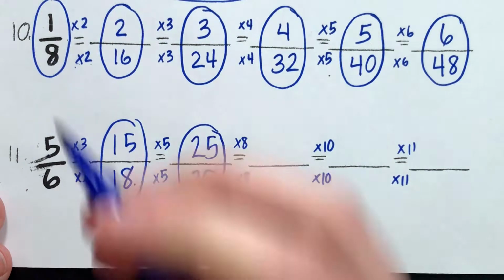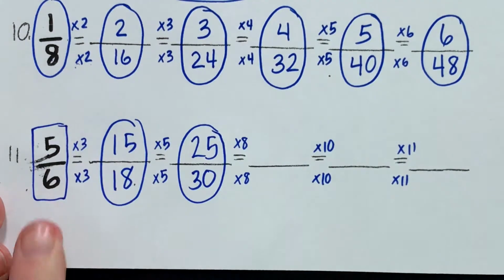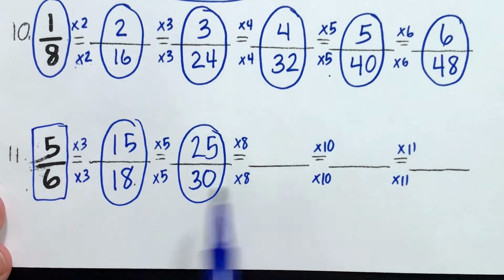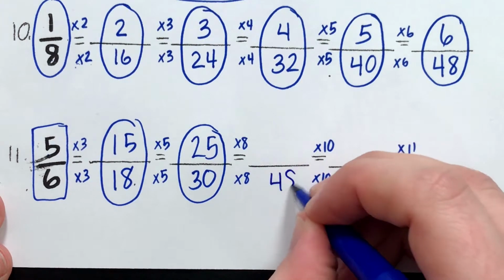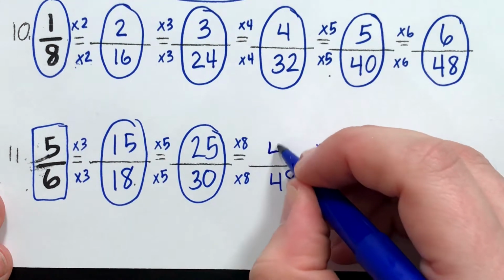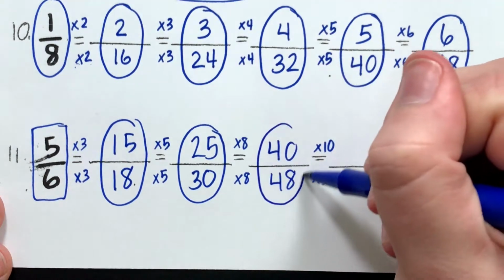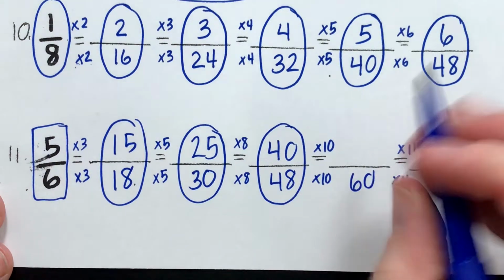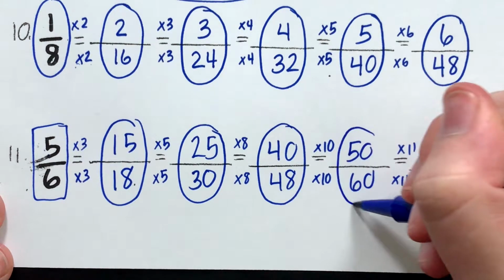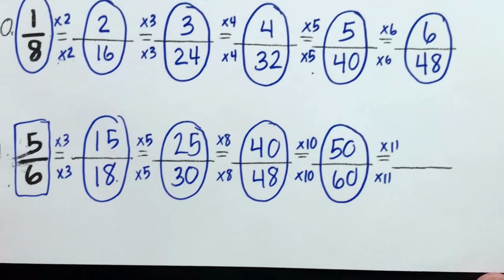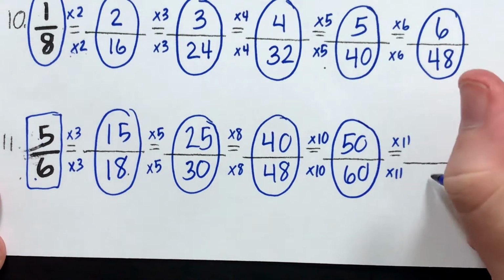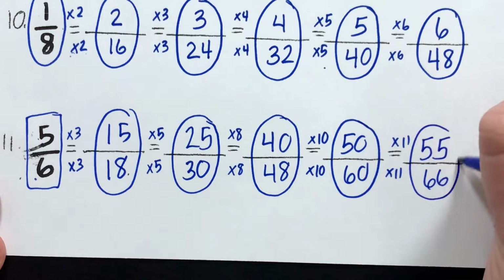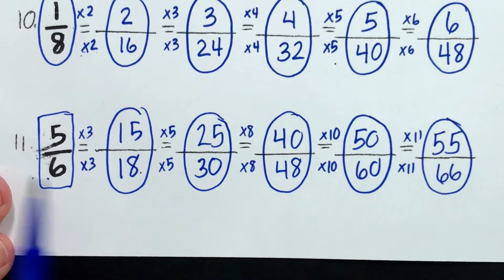All right, so going back to our base fraction, when I say base fraction, I mean that first fraction that was given to you, that's your base fraction. That's the one you always want to go back to. So 6 times 8 is 48. 5 times 8 is 40. Okay, locked up. 6 times 10 is 60. 5 times 10 is 50. Another equivalent fraction. All right, last one. 6 times 11, 66. 5 times 11, 55. All right, so all equivalent to 5/6.